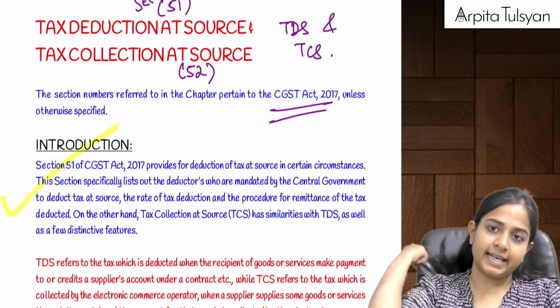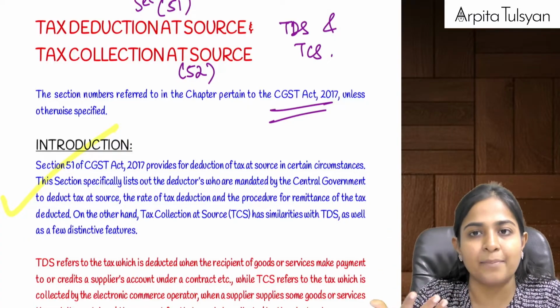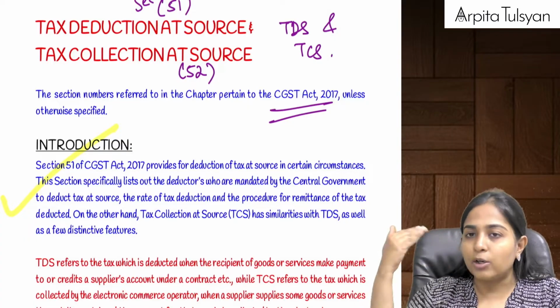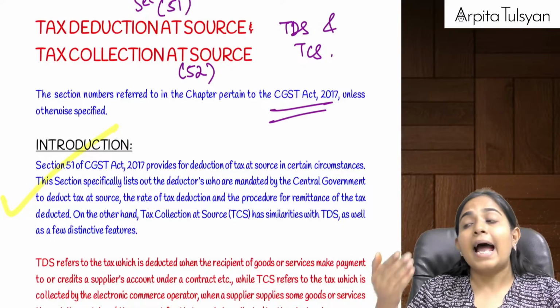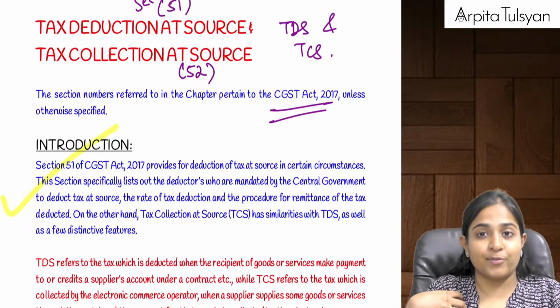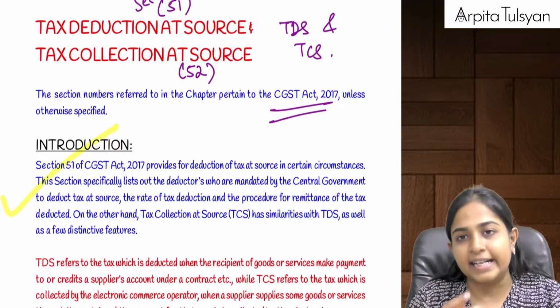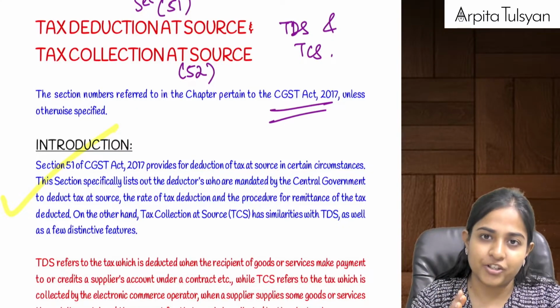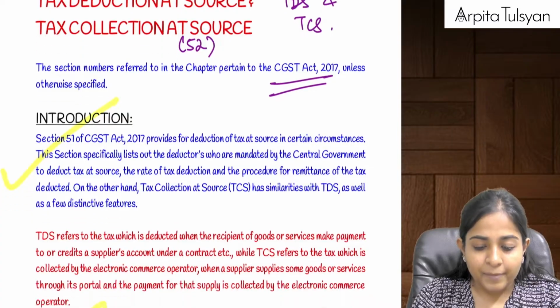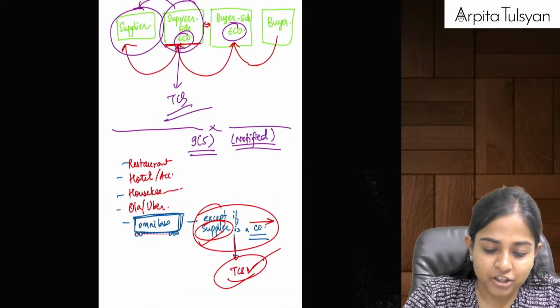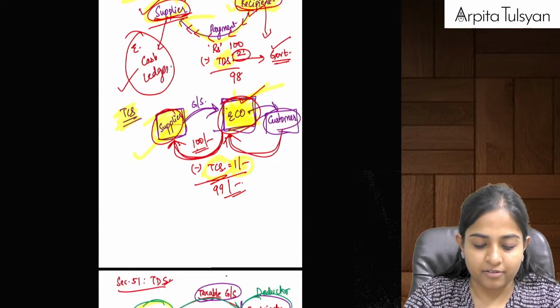Now, this TDS which was deducted by the notified recipient, they will have to pay it to the government, and the supplier whose TDS was deducted, that person will get the credit in its electronic cash ledger. Are you clear with this? Okay. If you want, I can just show the working to you.